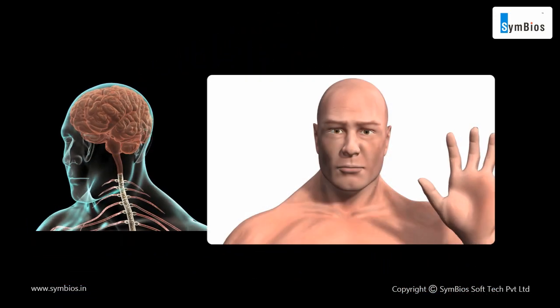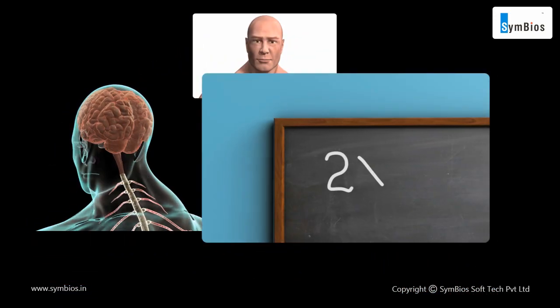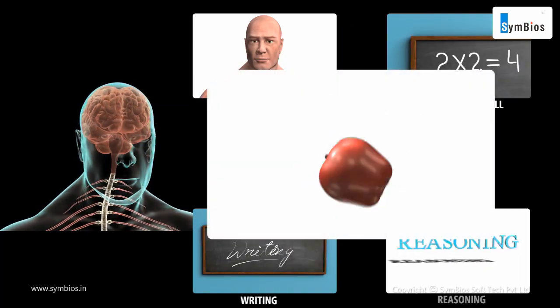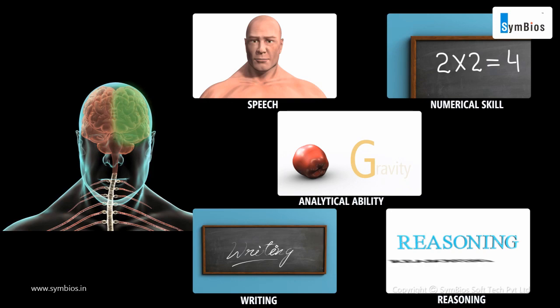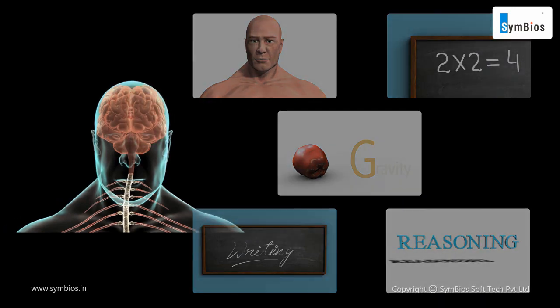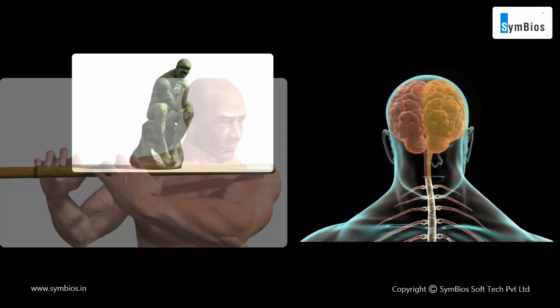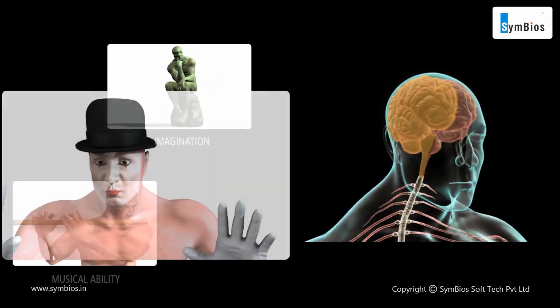The areas associated with speech, numerical skills, writing, reasoning and analysis are located in the dominant left hemisphere. The right hemisphere is associated with imagination, musical ability and artistic expression.